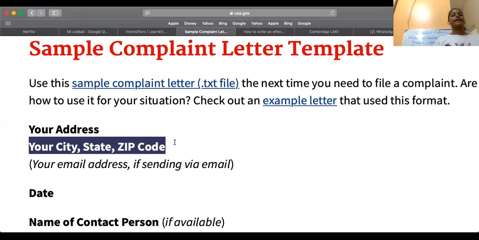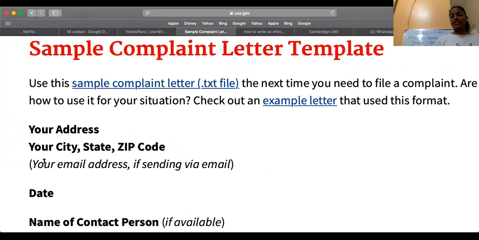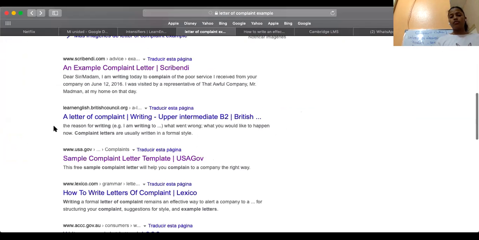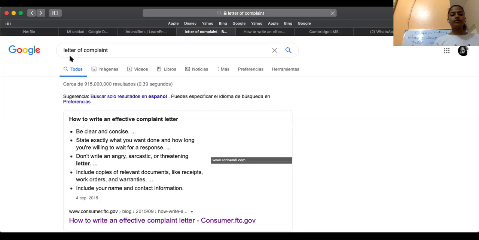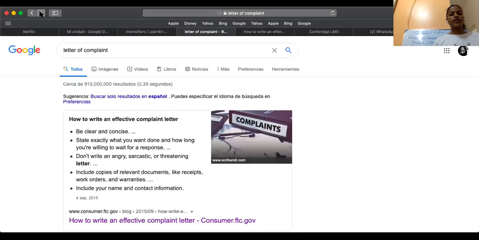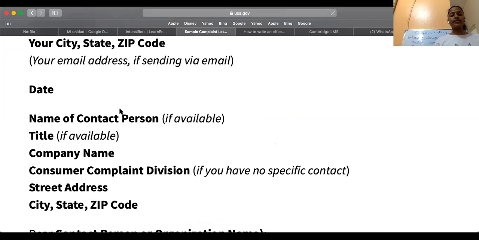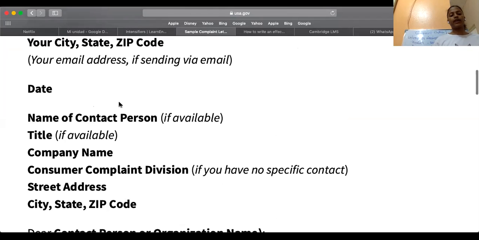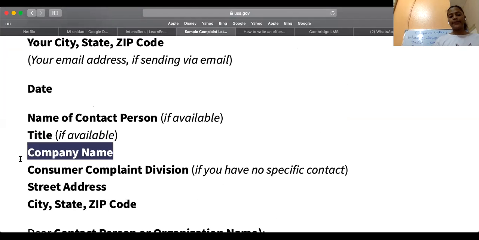Remember, it doesn't have to be real. Your email address, if you are sending it by email, if you want. You need to put the date. All the rest of the information, like the name of contact and blah, blah, blah, I don't need any of that. If you want, you can only put the company name.